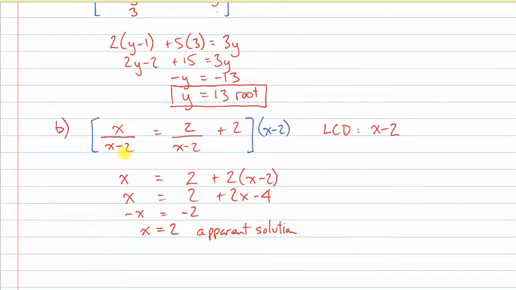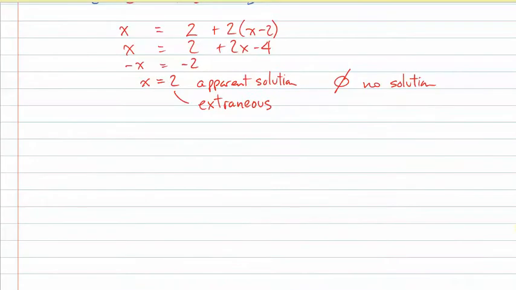On the denominator, I get 2 minus 2. That's 0. I'm dividing by 0. This has no solution. That number is not permitted. It's extraneous. It is an answer that seems to be the answer, but it actually isn't permitted and won't work.